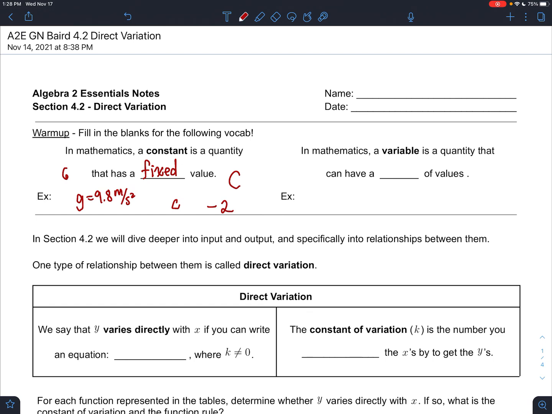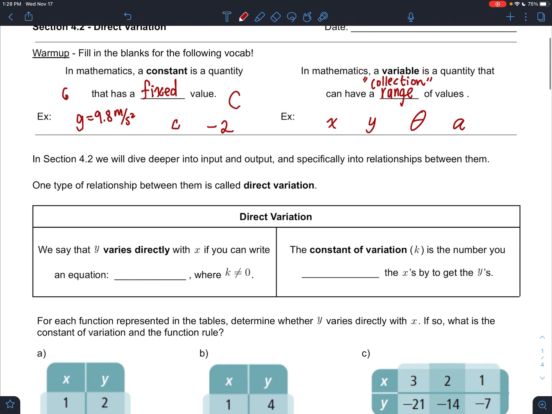Okay, so the opposite is a variable. A variable can have a range of values, or maybe we already used range last time, so maybe a collection of values. So x and y and theta, all these things that can take on multiple different values, those are called variables. All right. So we want to explore input-output and look at a certain type of relationship between that.